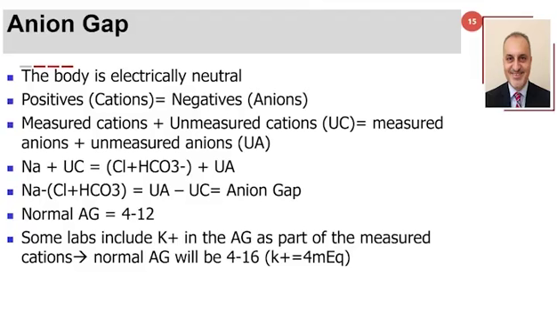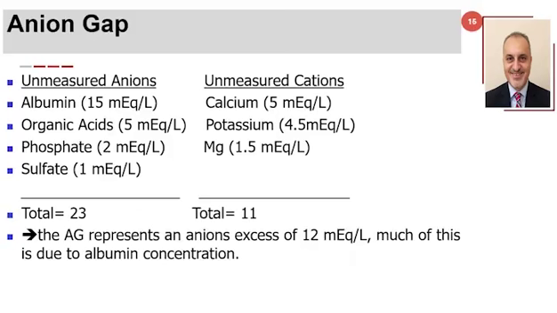And when you have an anion gap, all it tells you is that you have an excess amount of unmeasured anions compared to unmeasured cations. Now some labs, sometimes they add potassium to the calculation as part of the unmeasured cations. In that case, actually, your upper limit of normal of anion gap will go up to 16. Now, this is just to tell us exactly why we have an anion gap.